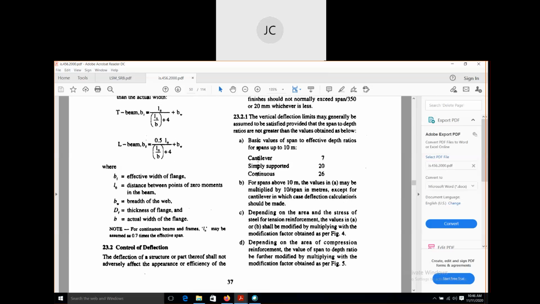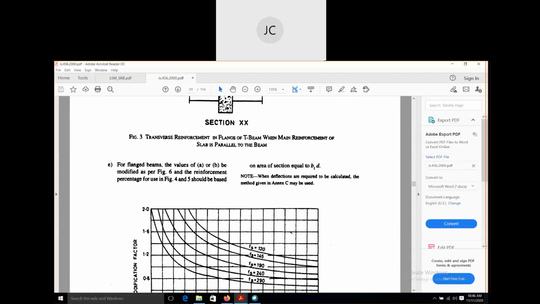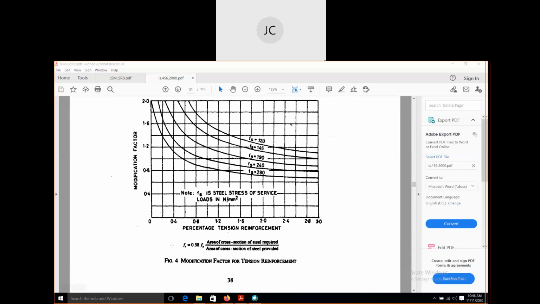Okay, so have you got the clause, all of you? Have you got the clause number 23.2? Yes, sir. Benison. Okay, yes, sir. Okay, so now we have to use this graph. This graph we have to use for finding out the stress in steel. This one we have to find out, this Fs. Fs is stress in steel.